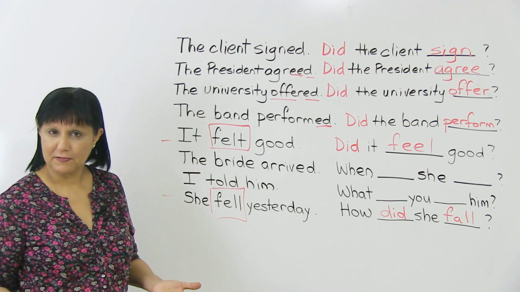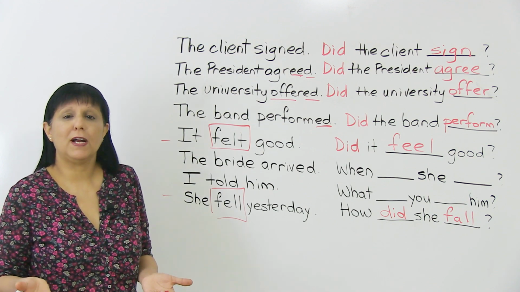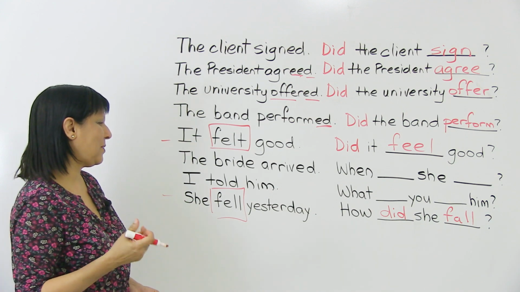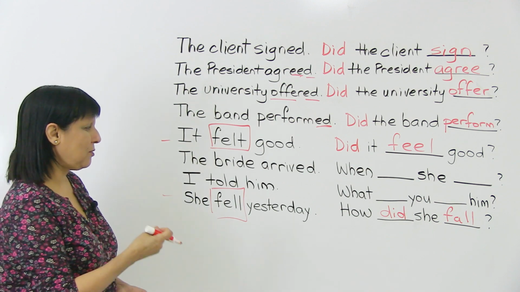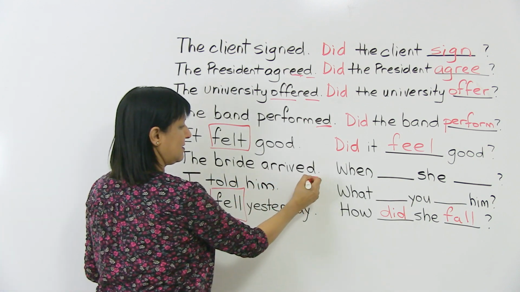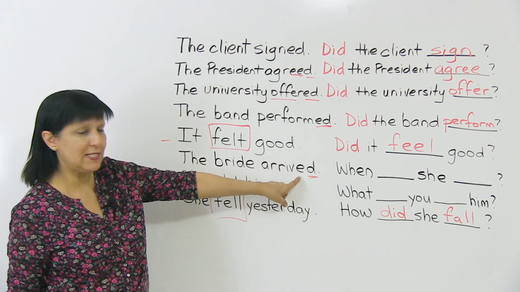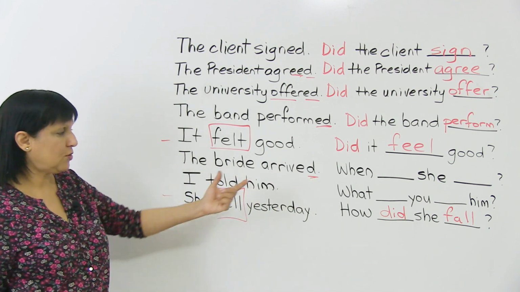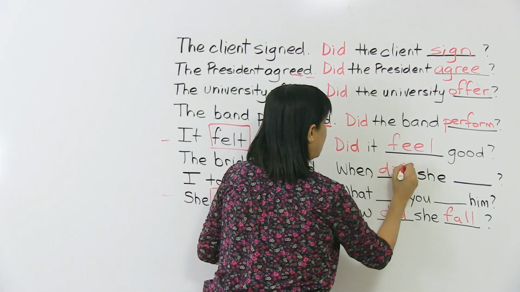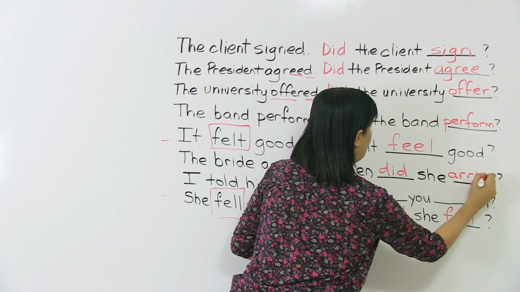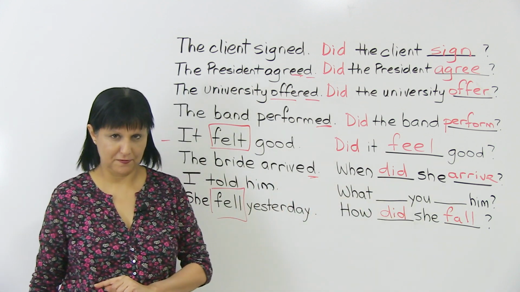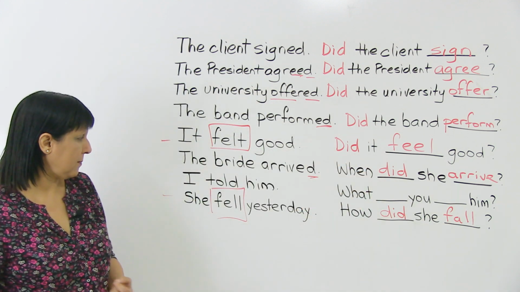The bride arrived. Who's the bride? What does the word bride mean? The bride is the elegant woman who's getting married. Okay, so a bride is the woman who's getting married. So the bride arrived. This happens to be a regular verb. How do we know that? Because of the ending here. Again, the verb ends in E, arrive. We're just adding D. So how do we make it a question? When did she arrive? Very good. Okay, we've gone back to our base form.